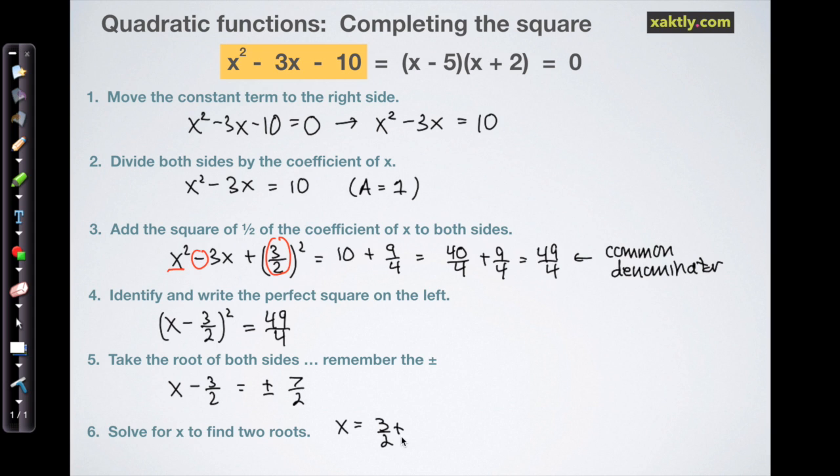They're going to be 3/2 plus 7/2 and 3/2 minus 7/2. So that's 10/2 and -4/2, which is 5 and -2. And if we look up top, that's exactly what we were supposed to get.